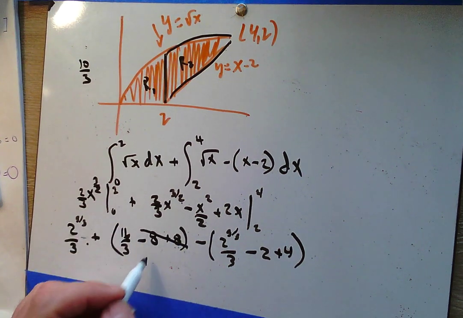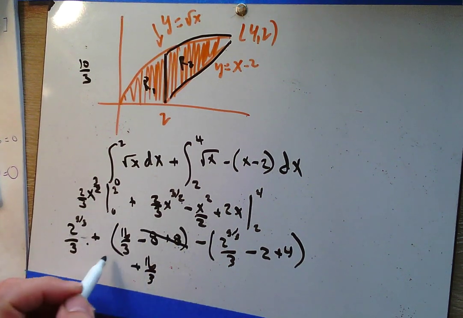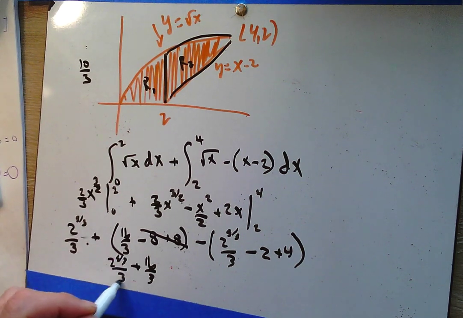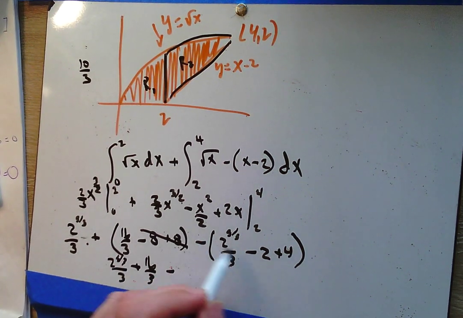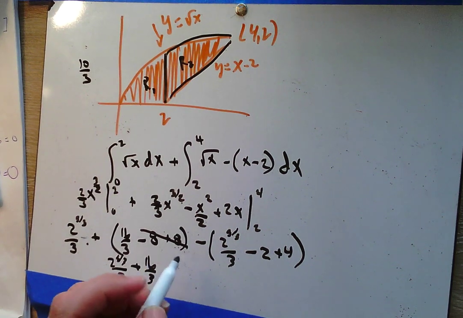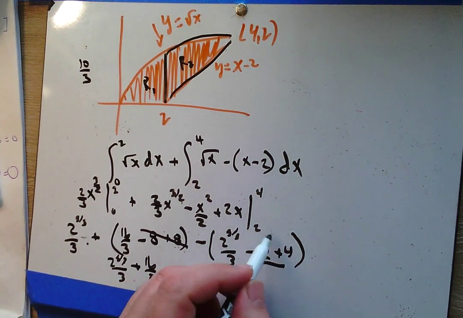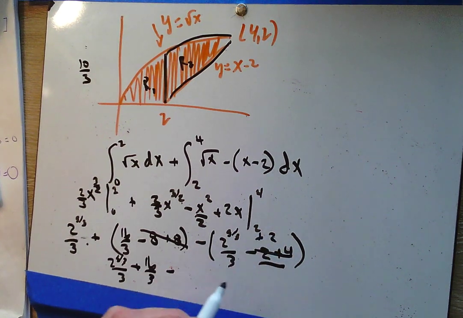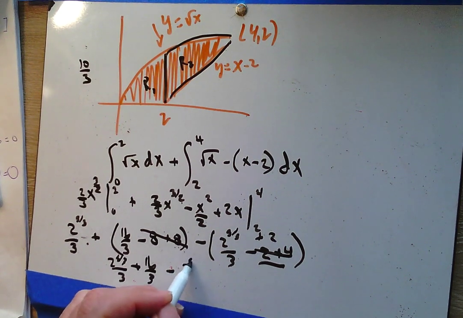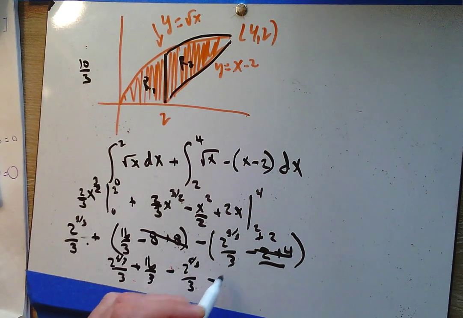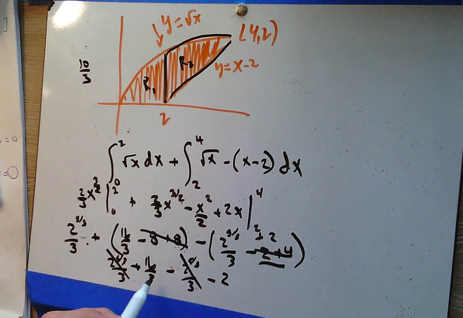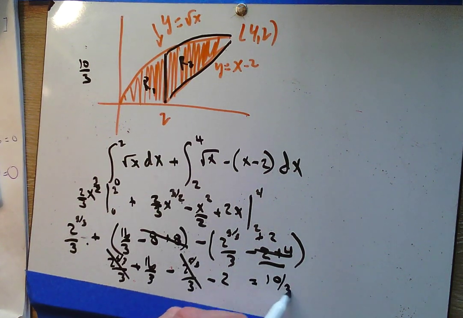Okay, so these cancel. We get 16/3. Don't forget the 2 to the 5/3 over 3 out here. Then we distribute this negative. We could combine like terms and make 2 there. We distribute the negative, and we get minus 2 to the 5/3 minus 2. Well, the 2 to the 5/3 over 3's cancel, and we have 16 minus 6 over 3, and we end up with 10/3. So that's another way of doing this problem.